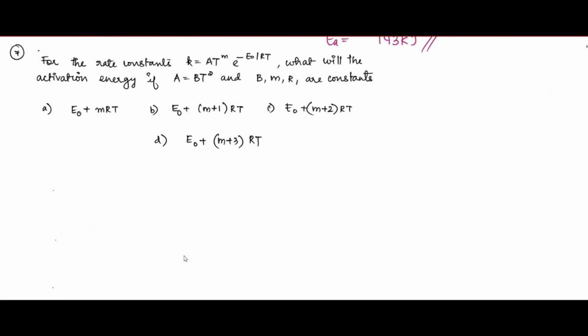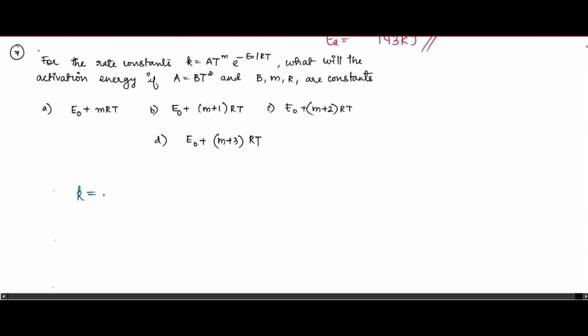Look at what they are saying. For the rate constant, K is equal to A T to the power N E to the power minus E naught by RT. Okay. So this is not our usual Arrhenius equation. What is the Arrhenius equation? According to the Arrhenius equation, K is equal to A E to the power minus EA by RT. This is the Arrhenius equation. Okay. Instead, they have given something else.